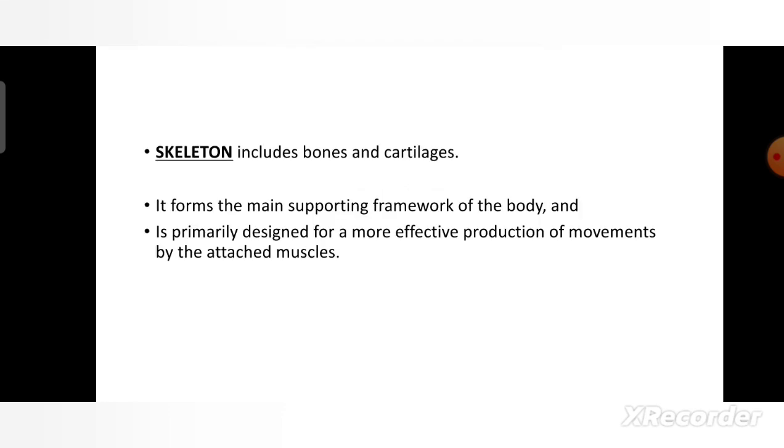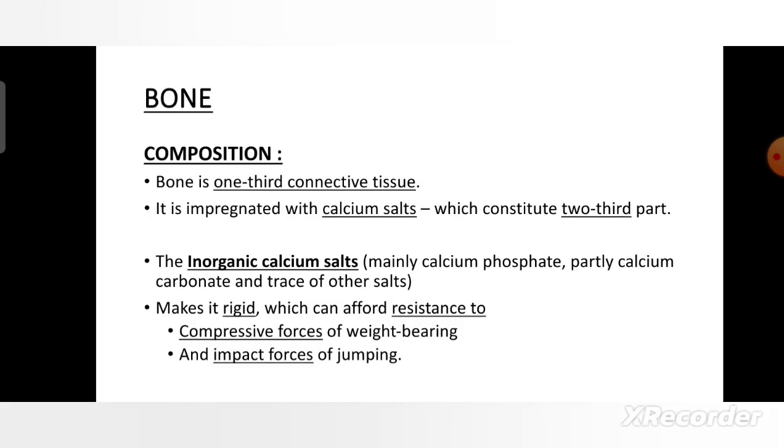So in this presentation, we'll talk about the bones, about its composition and its classification. So first is the skeleton. Skeleton includes bones and cartilages. It forms the main supporting framework of the body and is primarily designed for a more effective production of movement by the attached muscles.